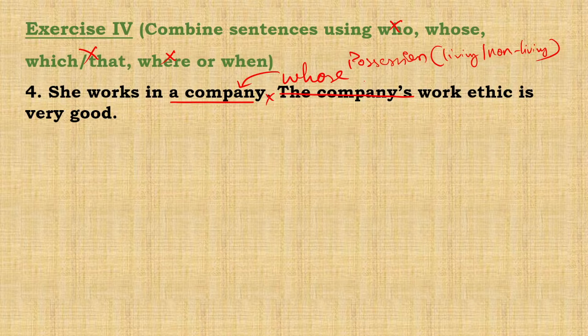Okay, so we are speaking about whose work. Whose work are we speaking about here? The company's work ethics is very good. So she works in a company whose work ethic is very good. Just eliminate the word company's. The remaining sentence is as it is.